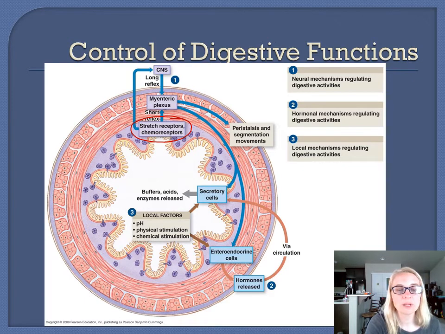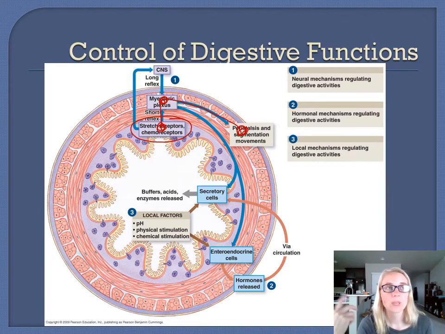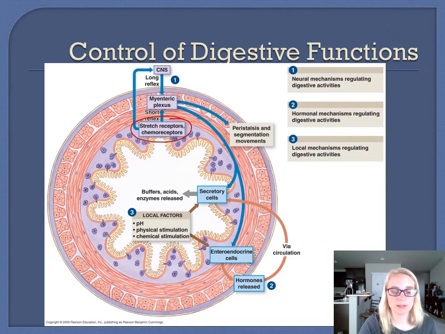So here, if we have something coming in, we can get a receptor here, go to an afferent neuron to the control center, then an efferent neuron out to your effector, which is peristalsis or segmentation, your muscular movements, or it could trigger glands to be secreted. So that would be a short reflex.